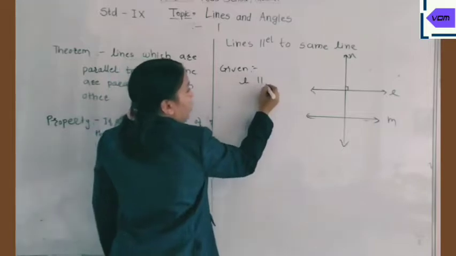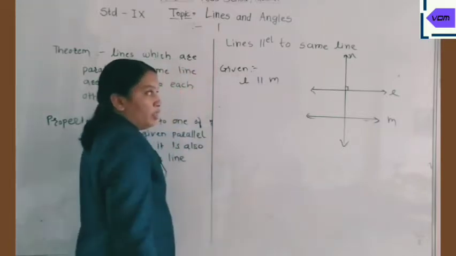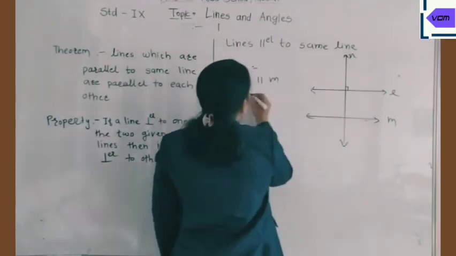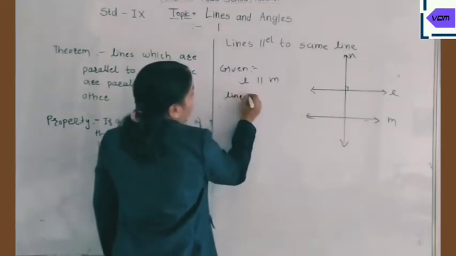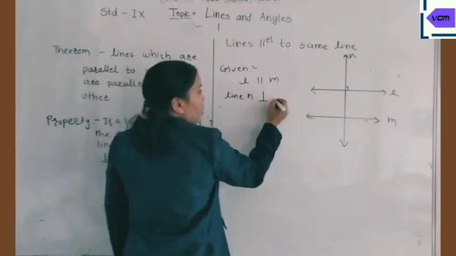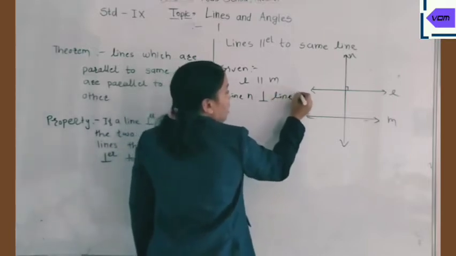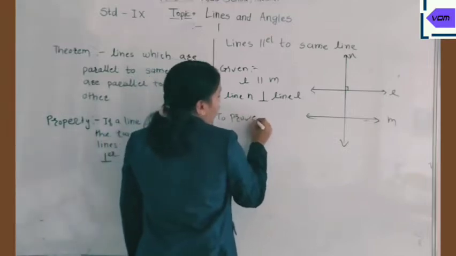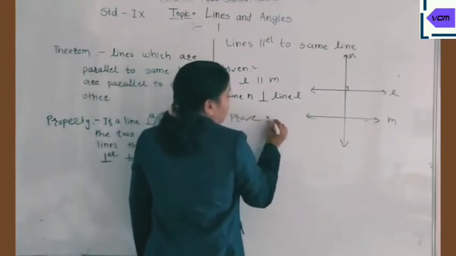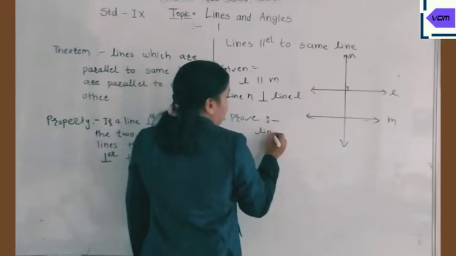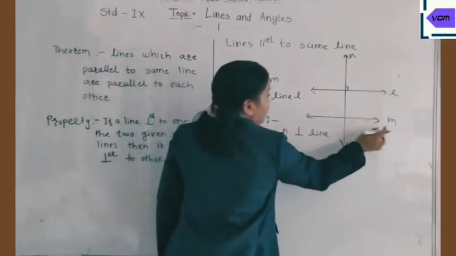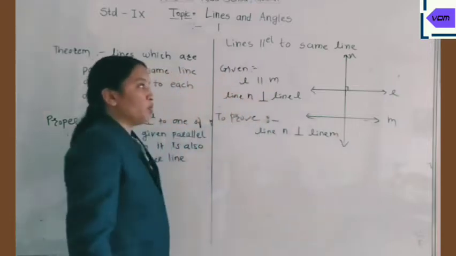Line L is parallel to line M, and also given that line N is perpendicular to line L. What to prove? Prove that line N is also perpendicular to the line M. Now how to prove that?